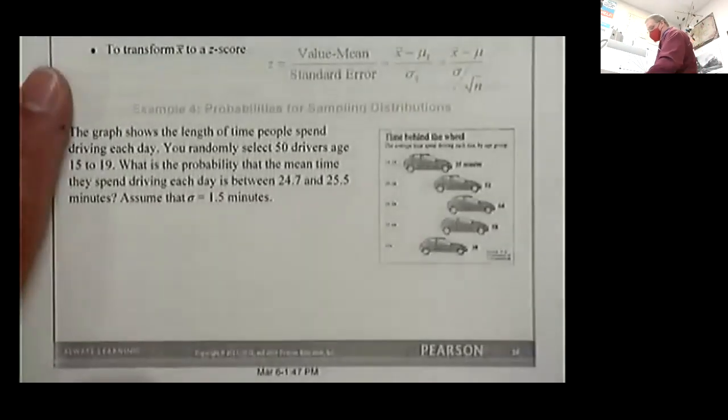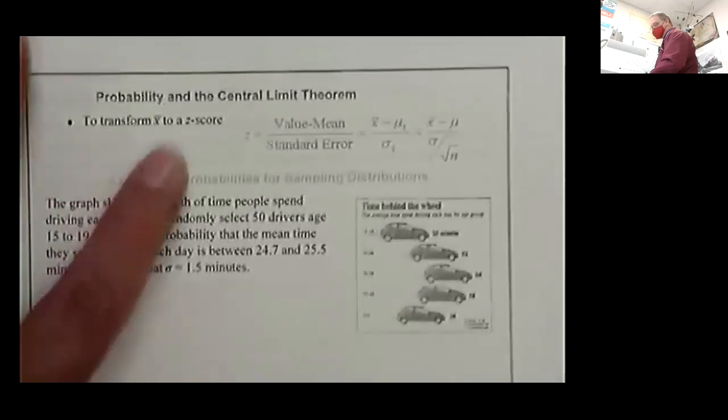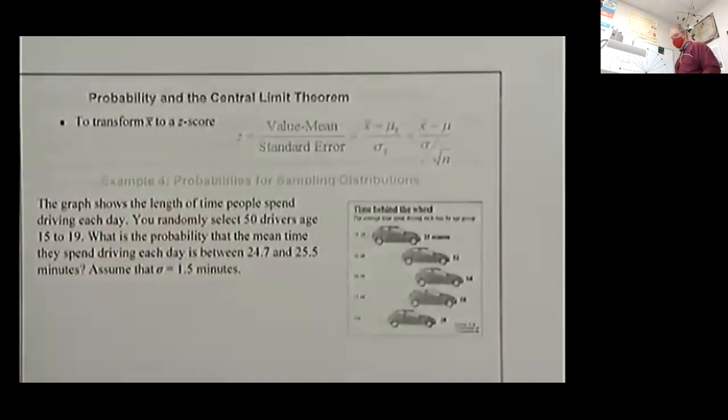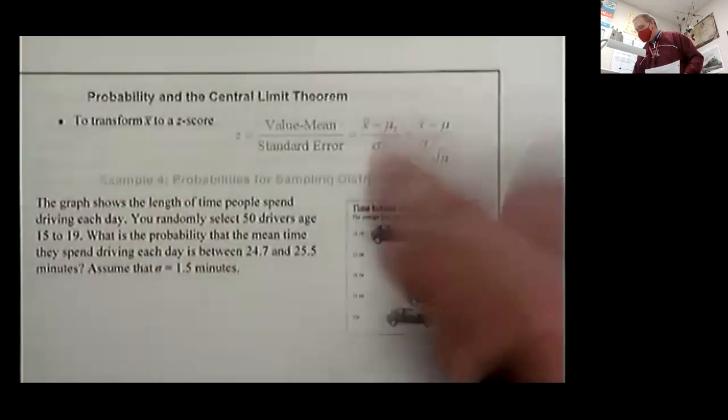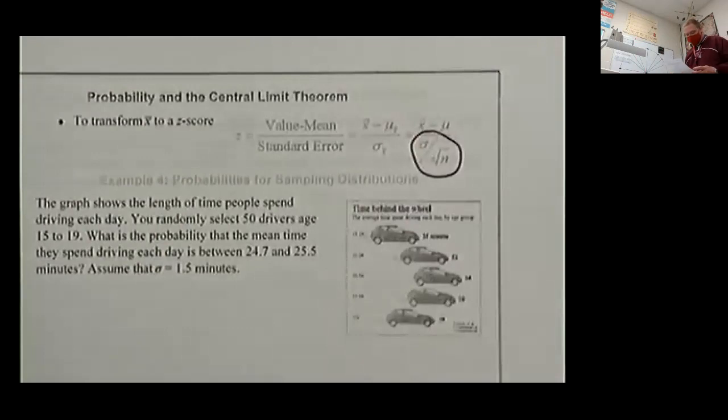All right, next part is now we want to find a z-score. To transform x bar into a z-score, we're going to do the same thing, x bar minus the mean over standard deviation. But now because we're picking a group, that sigma changes into our standard error of the mean. We have sigma divided by square root of n. Other than that, all of this problem is the same as what we did in 5.1 and 5.2.